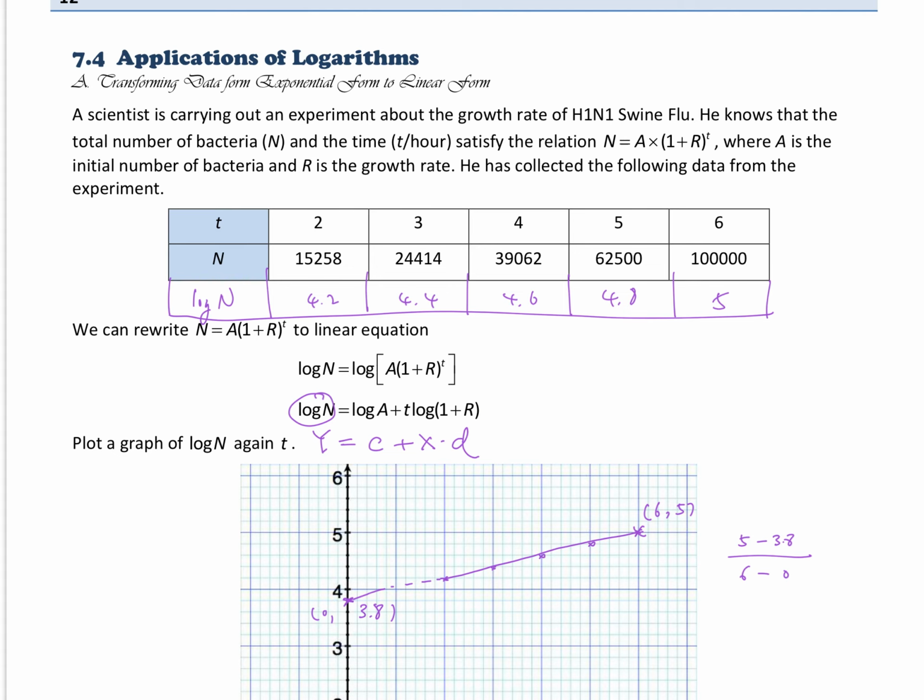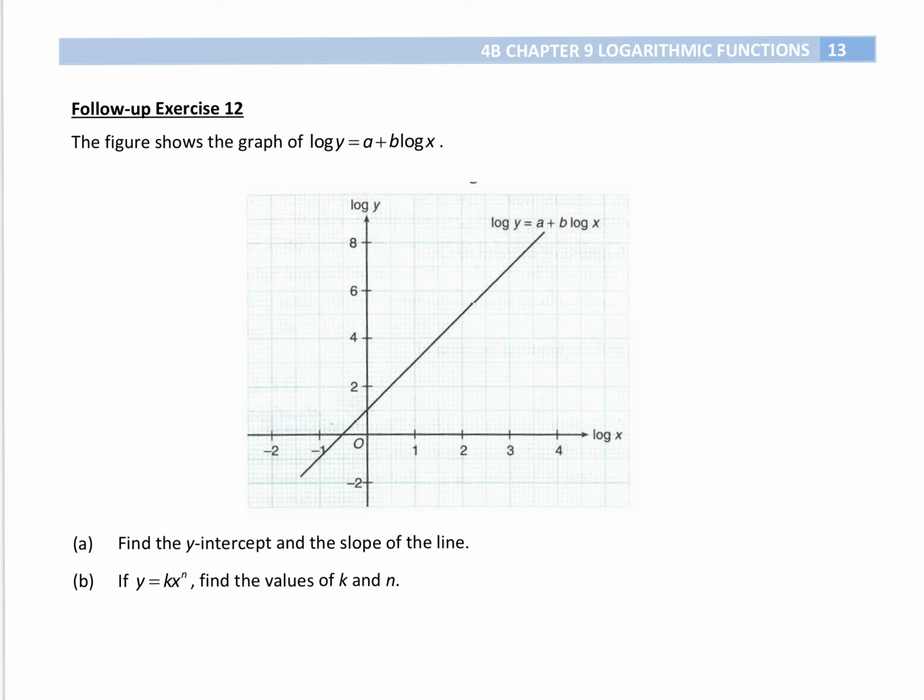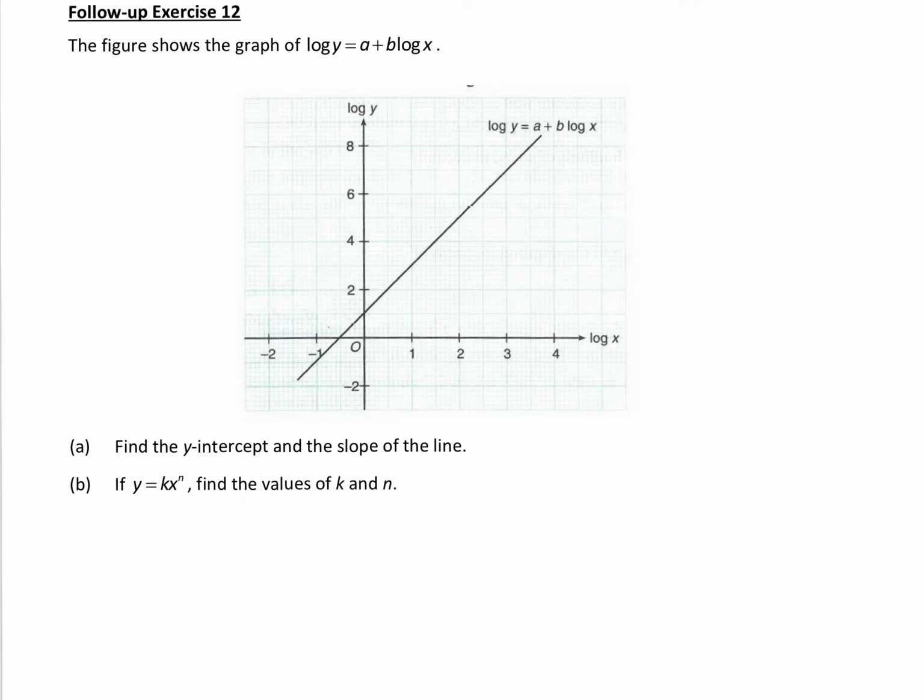Let's see another example. For example, question 12. Given the graph, it asks you to find the y-intercept and the slope. If the original relationship between y and x is in this form, how can we make good use of the y-intercept and slope to find the unknown constants k and n? Maybe you can pause the video and check the answer later. Okay, let's check the answer together. Part A.